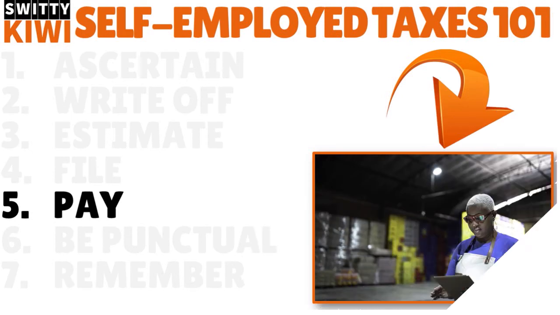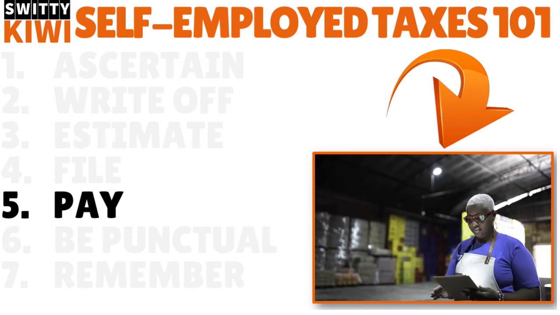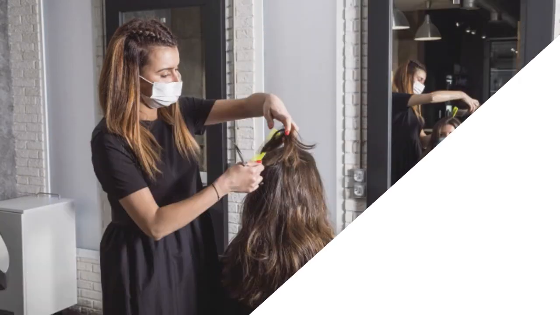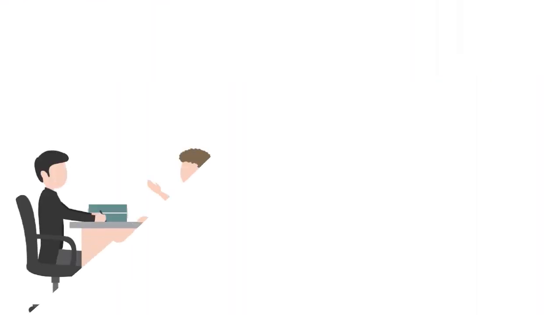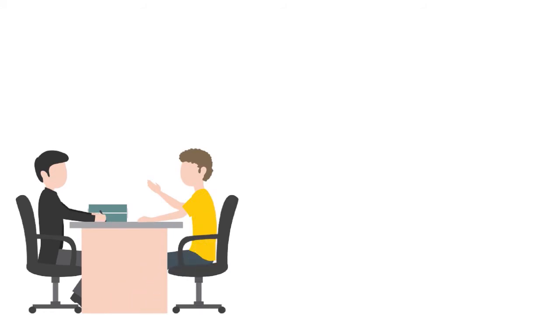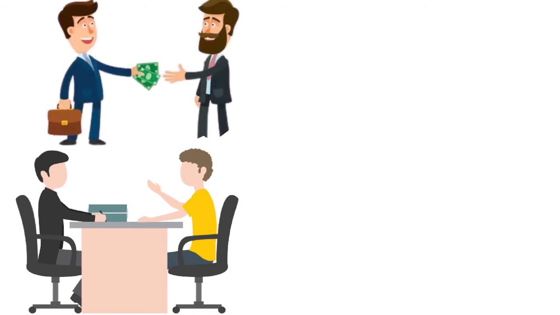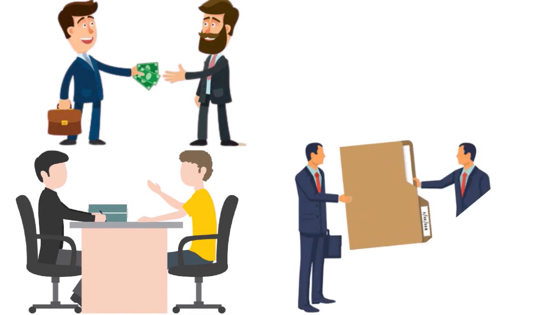Step number 5, boss, you need to pay. So after filing, you have to pay, right? So how do you pay taxes as an independent contractor? Let's talk about that. For tax purposes, the IRS treats independent contractors as self-employed individuals. That means you are subject to a different set of tax payment and filing rules than employees. You'll need to file a tax return with the IRS if your net earnings from self-employment are $400 or more.